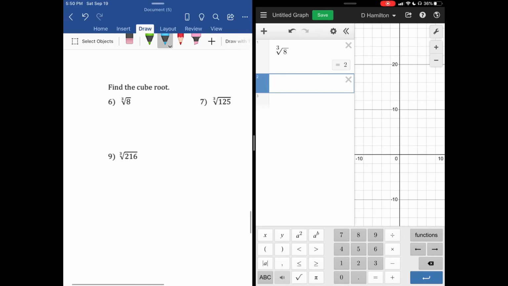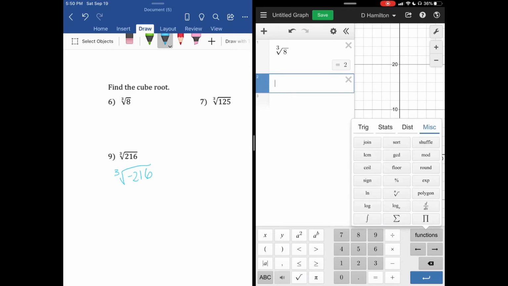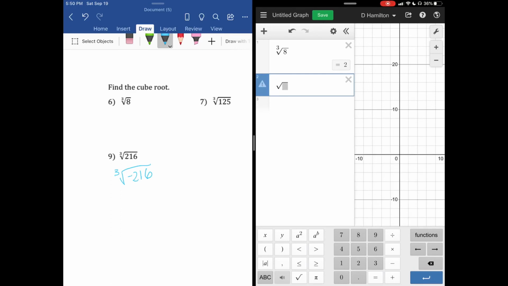I'm going to modify question 9, so let's do the cube root of negative 216. Again, I'm going to go to functions, miscellaneous, and type in the nth root. There's my 3. I type in negative 216, and it tells me negative 6, because negative 6 multiplied to itself 3 times gives me negative 216. So I want you to try these.